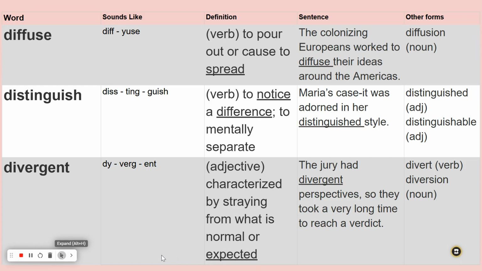The jury had divergent perspectives, so they took a very long time to reach a verdict. A jury is a group that meets, okay? Having divergent perspectives means that they have different opinions on the results of a case, so they are disagreeing. Another form is divert or diversion. A diversion is when you're trying to take someone else's attention away from something or distract them. And those are your vocab words.